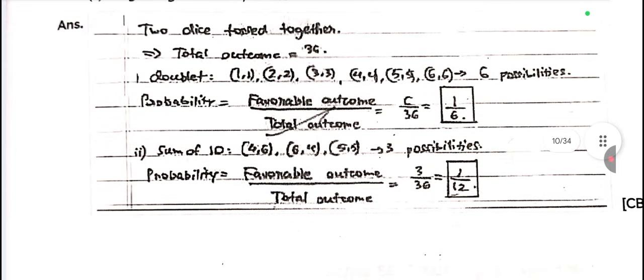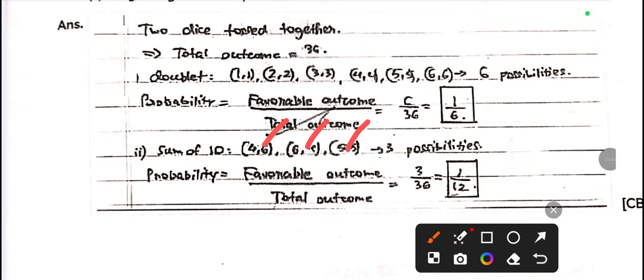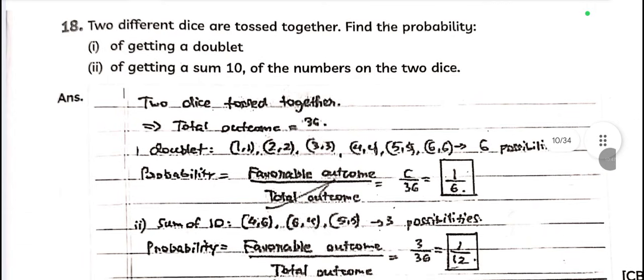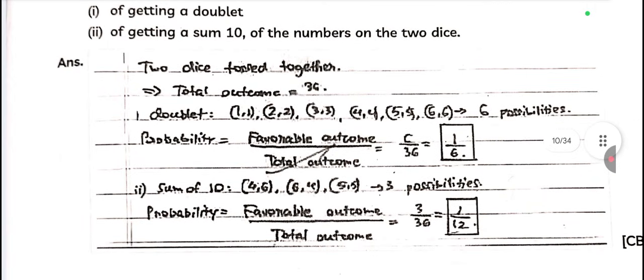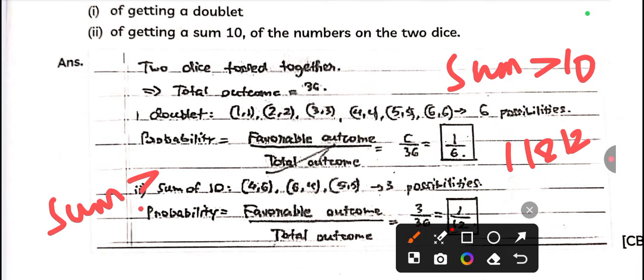Then sum of 10. So sum 10 is also easy. So be careful: 4 6, 6 4, 5 5. Whatever ways they can ask this question, they can ask sum 10, sum greater than 10. Now, sum greater than 10: you cannot take sum 10, sum greater than 10 alone. I have to take sum 11 and sum 12. Suppose sum greater than or equal to 10, I should take 10, 11 and 12.